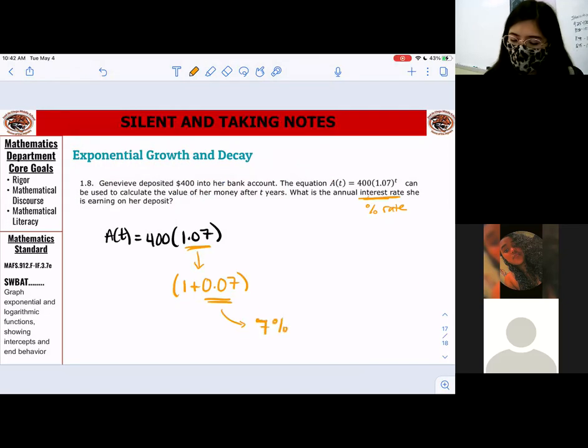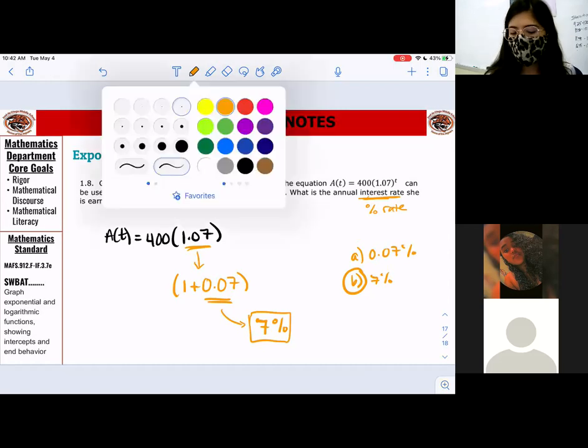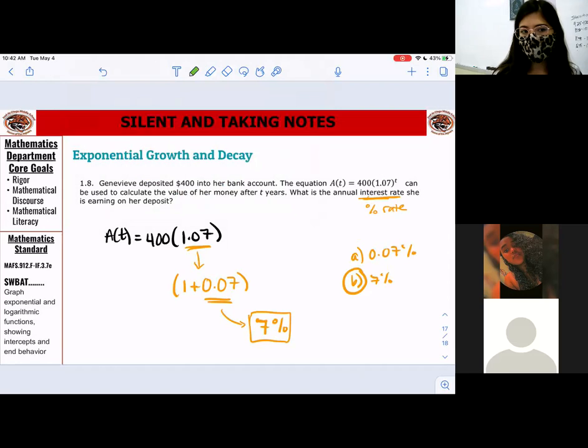So if it was like this, and you chose A, you'd be wrong. It is not 0.07%. It is 7%. 7% is her growth rate. Second question, real quick. How much money did she start with? Oh, wait, it kind of says it. But how much did she put into the bank? $400, her initial amount.